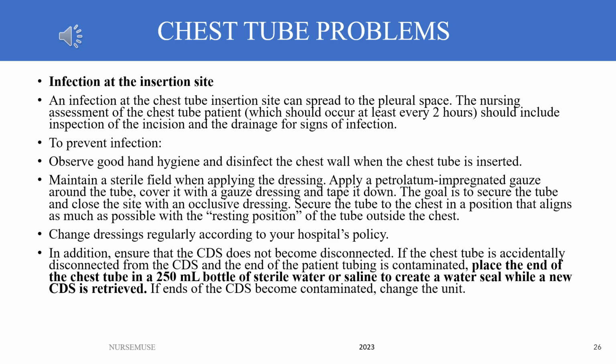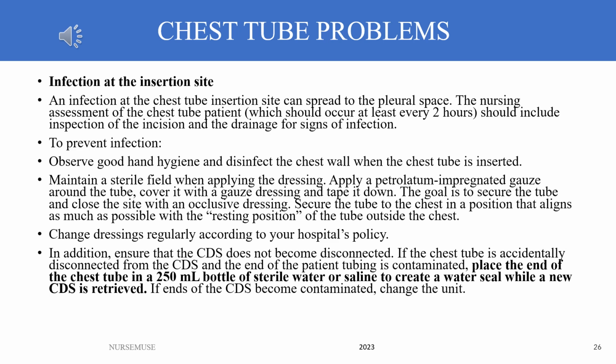Of course we want to prevent infection, so we need to observe good hand hygiene, disinfecting the chest wall when the chest tube is inserted. We need to maintain a sterile field when applying the dressing. We're going to apply petroleum gauze around the tube, cover it with a gauze dressing, and tape it down. The goal is to secure the tube and close the site with an occlusive dressing. We're going to secure the tube to the chest in a position that aligns as much as possible with a resting position of the tube outside the chest.